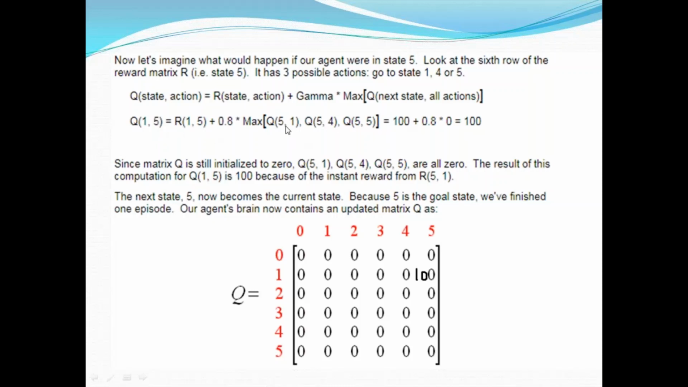And from 5, if you are taking the next state and all the actions, from 5 it can go to 1, 4 or 5. Right? But these values you have to take from the Q matrix only. Here in the Q matrix, all of them are 0. So 0.8 into 0 will be 0, and we will be updating the Q matrix as 100. So the reward is taken from the reward matrix and Q values are updated. Right? This is the equation on which you are updating the Q matrix.